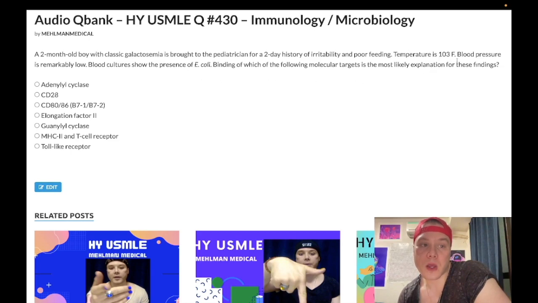Febrile 103 Fahrenheit and blood pressure is low. I didn't give a specific numerical value for the blood pressure because pediatric values are lower than adults anyway. So we have sepsis here, okay? And the question just wants to know the most likely molecular target. Let's just walk through it.